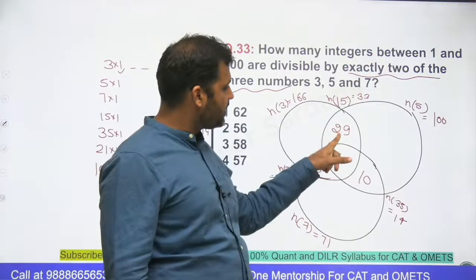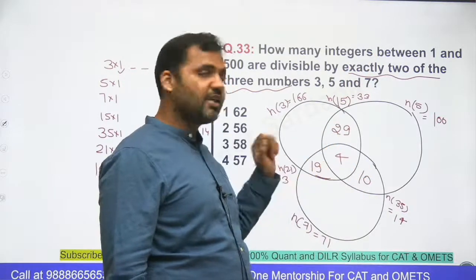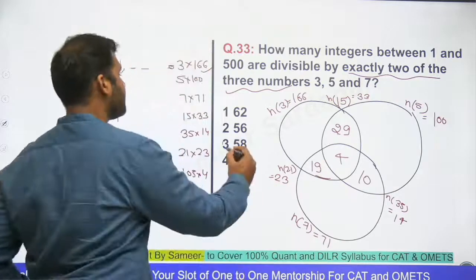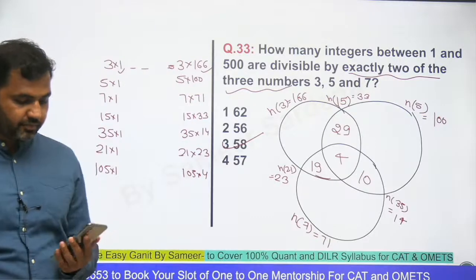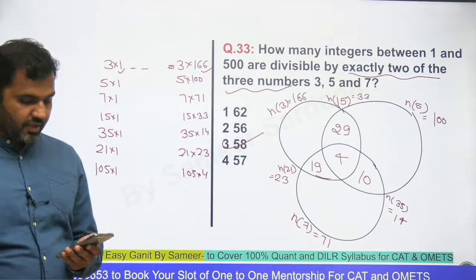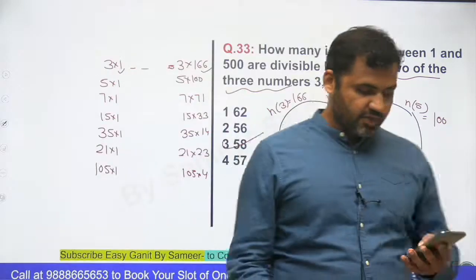That means summation of this plus this plus this. 29 plus 10, 39 plus 19, 58. 58 is the right answer. Third option. Got it? Easy. समझ में आया बच्चों? Clear हो गया बच्चों? Is it done? Anybody having any doubt in this question, guys? All clear? तो ये questions थे बच्चों.